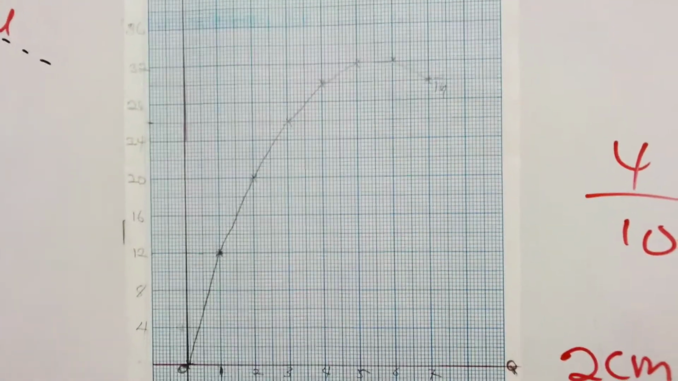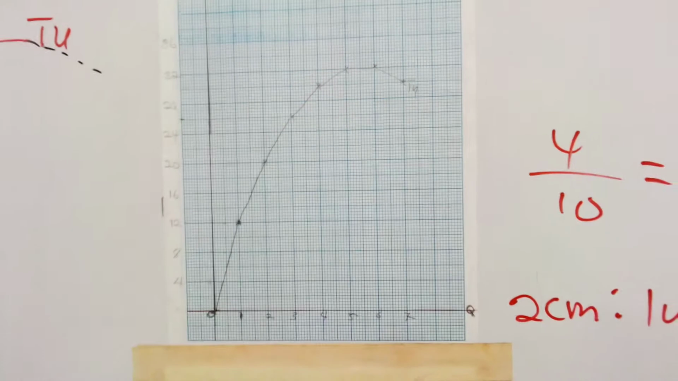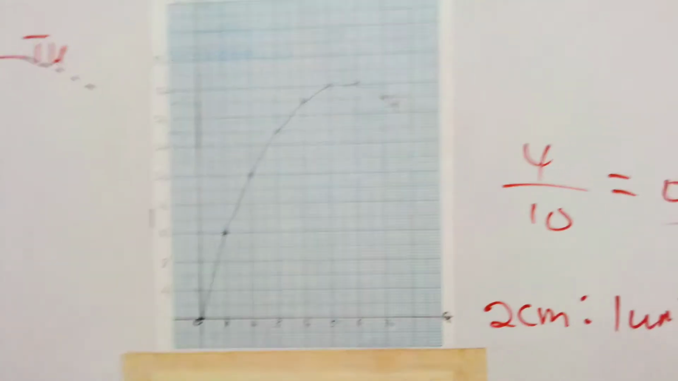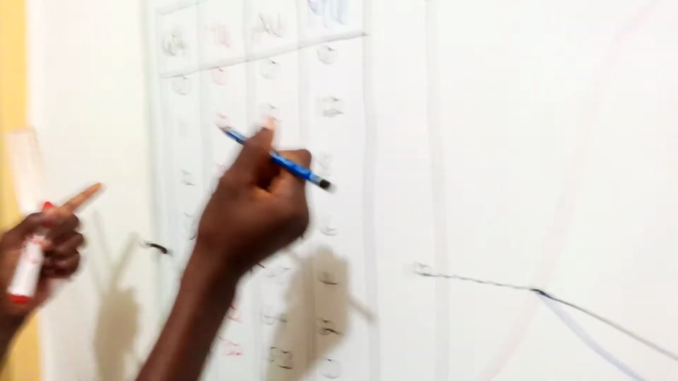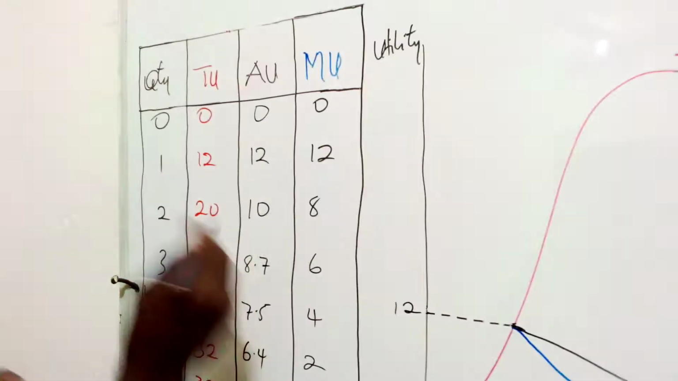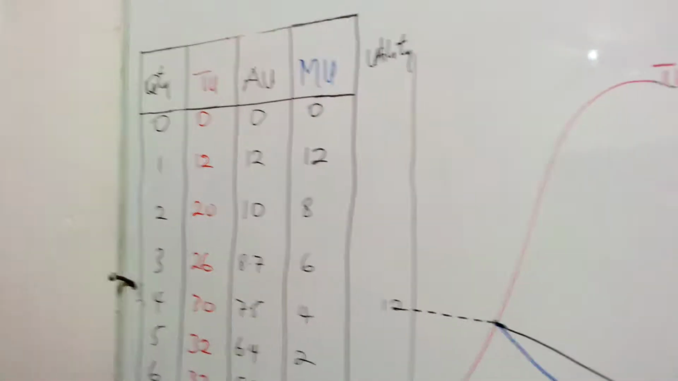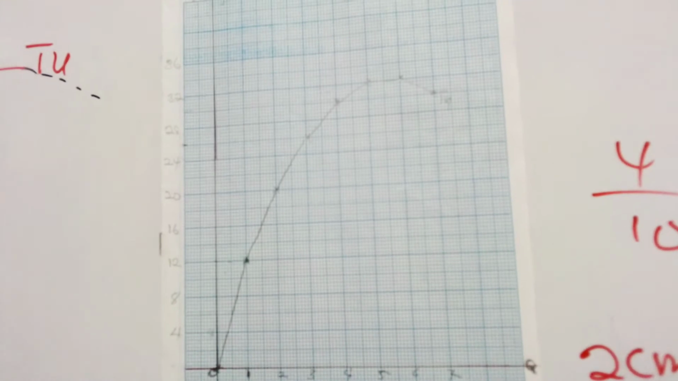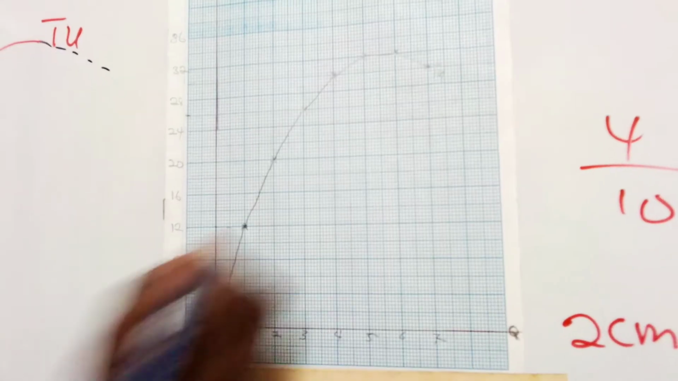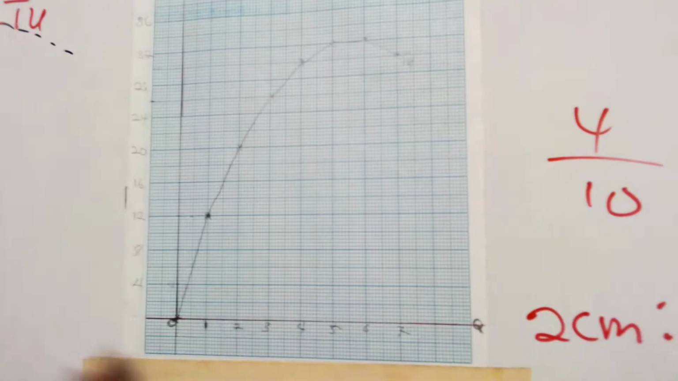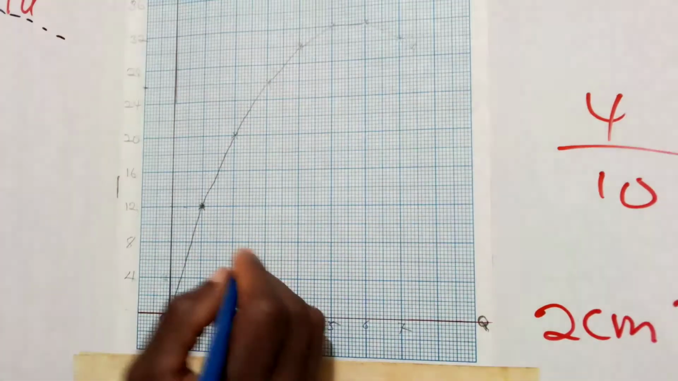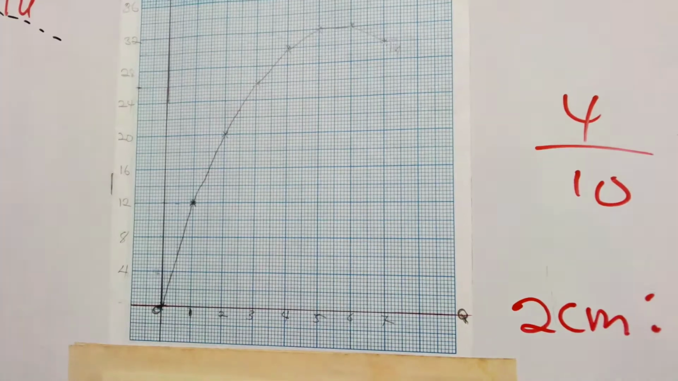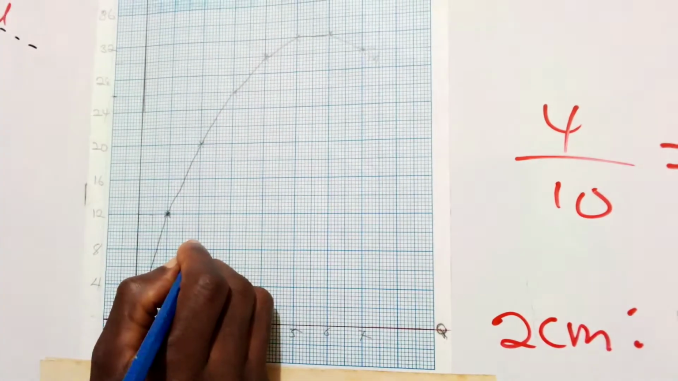Is that clear? Then you move on to plot either the quantity and the average utility, or the quantity and the marginal utility. Is that okay? Now let's plot the quantity and the marginal utility. The first unit, 0, also starts from here, and then the next one is 12, so it also starts from here. Then from 12 we move to 8. So this is our 8, that is on 2. So we have our 8 here.